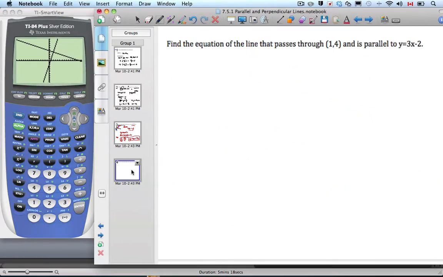Okay, next one. Find the equation of the line that passes through (1, 4) and is parallel to y = 3x - 2. So we still have y = 3x - 2 with a slope of 3. If it's parallel, train tracks, that means our slope is still going to be 3, but it goes through this point (1, 4).